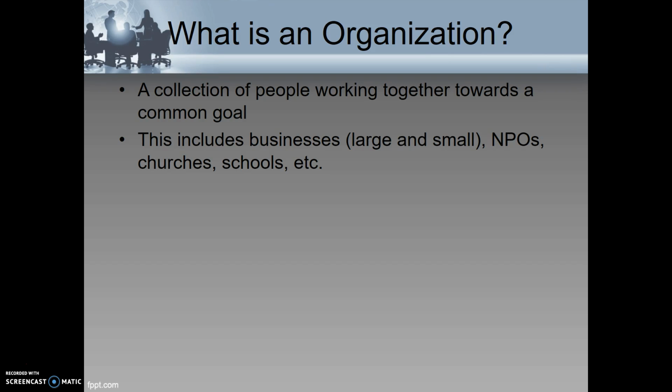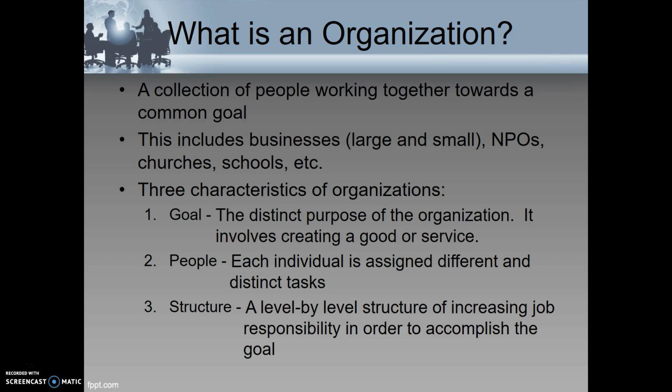This organization term includes all types of businesses, both large corporations and small mom and pop shops. It includes non-profit organizations like the Canadian Blood Services or Red Cross or other fundraising companies, churches, schools, and so on. And each of these organizational types all share three common characteristics. The first is that each one of them has a goal or distinct purpose that organization is striving towards. Again, that could be a good that's being produced or a service that's being rendered.